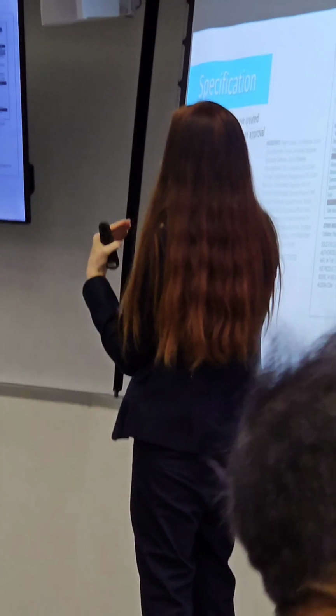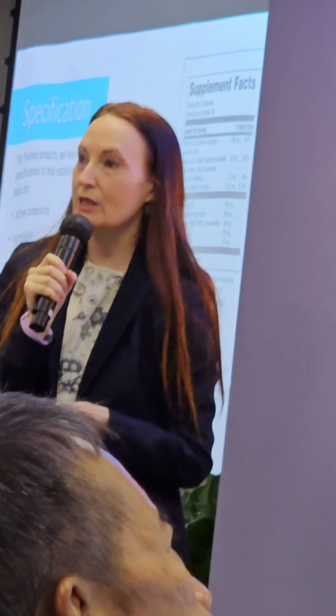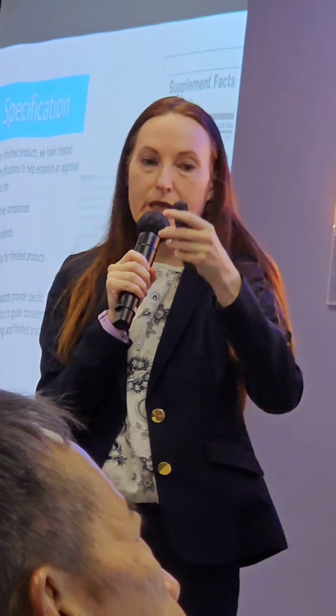So for finished products, we create specifications which help establish an approval basis for when you build the products in a factory, for active compounds, ingredients, and criteria. And often those specifications go on to be in our labels as well. So you can see them on the ingredient deck.